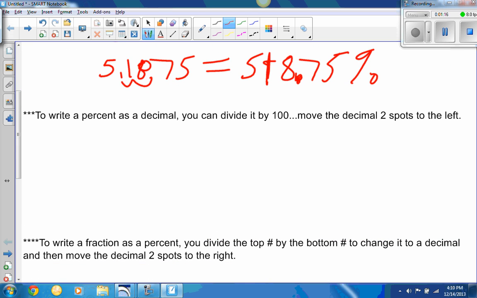So then we can also do this one to write a percent as a decimal. Obviously, it would be the opposite of what we just did. So it's dividing it by 100. And an easier way to say that is that we're going to move the decimal 2 spots to the left.